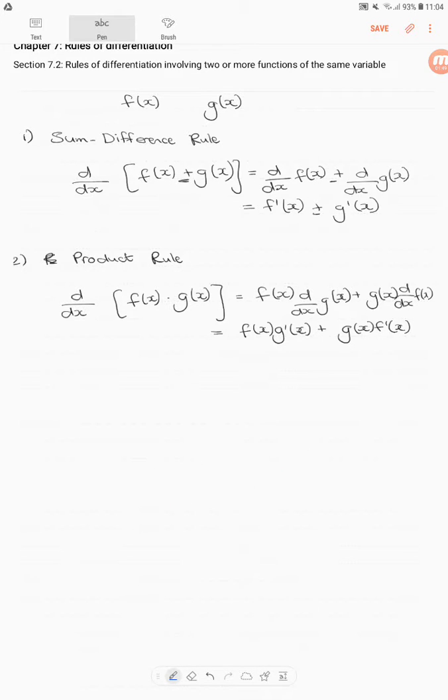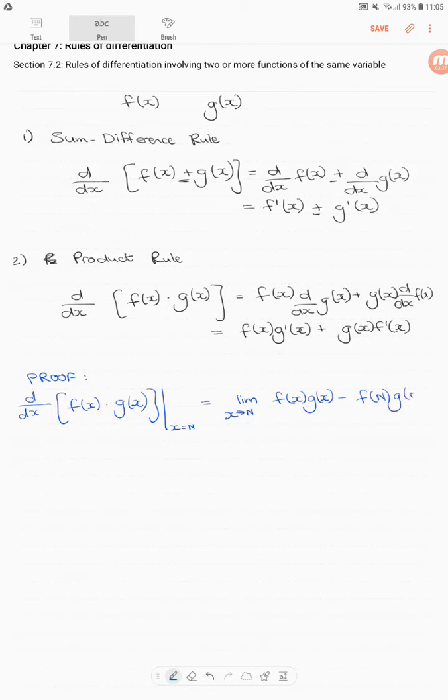So how do we prove this product rule? We have in the previous videos discussed how to prove these function rules. We need an original point and a new point. If you can't remember what these are, refer back to the previous video. So if we have the derivative with regards to x of f of x g of x, and we want this at x equal to n, this will be equal to the limit as x approaches n of the product of f of x g of x minus f of n g of n over x minus n.